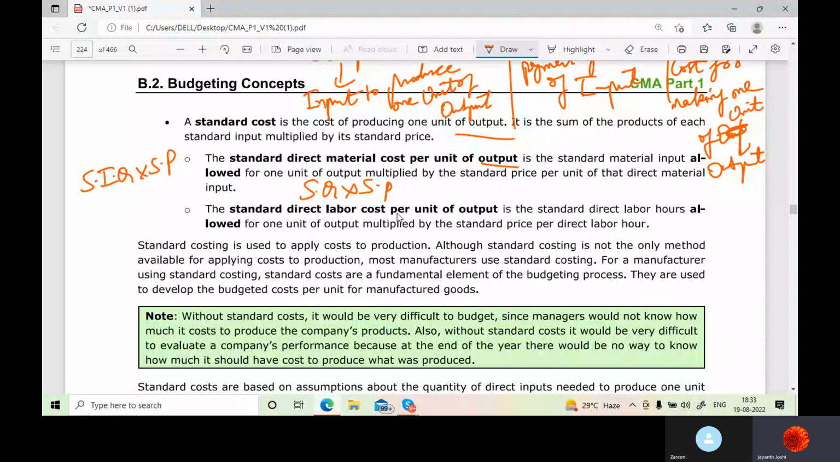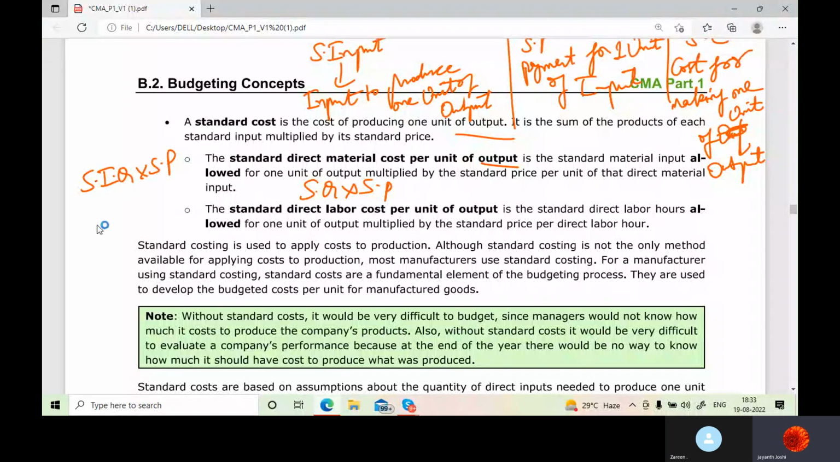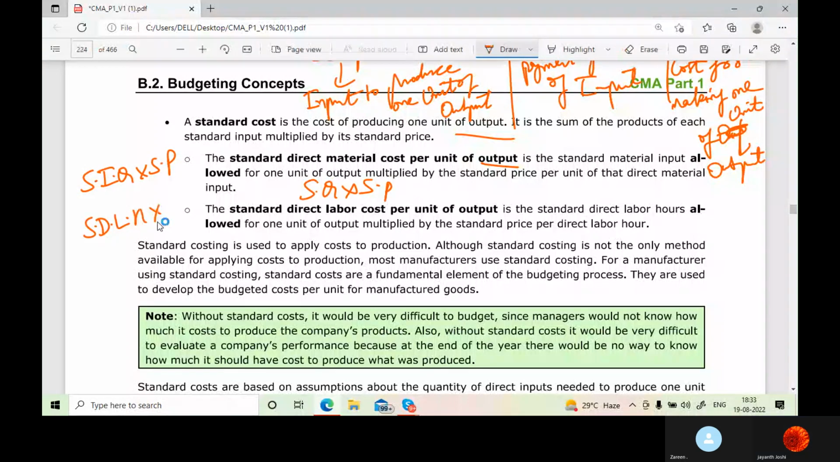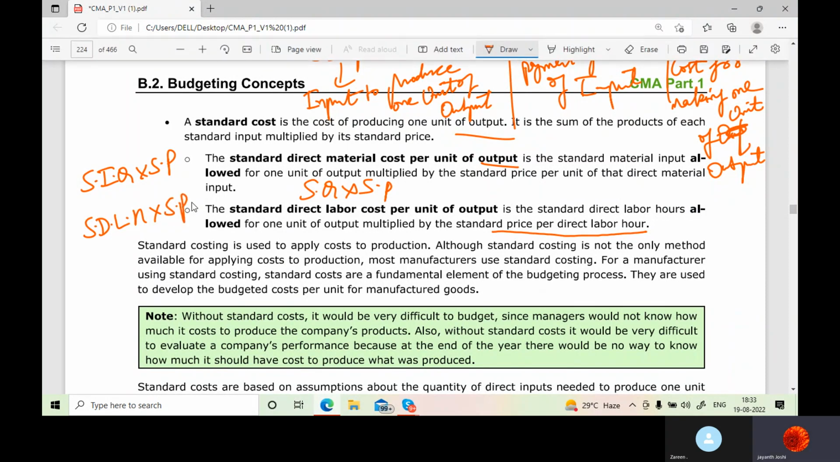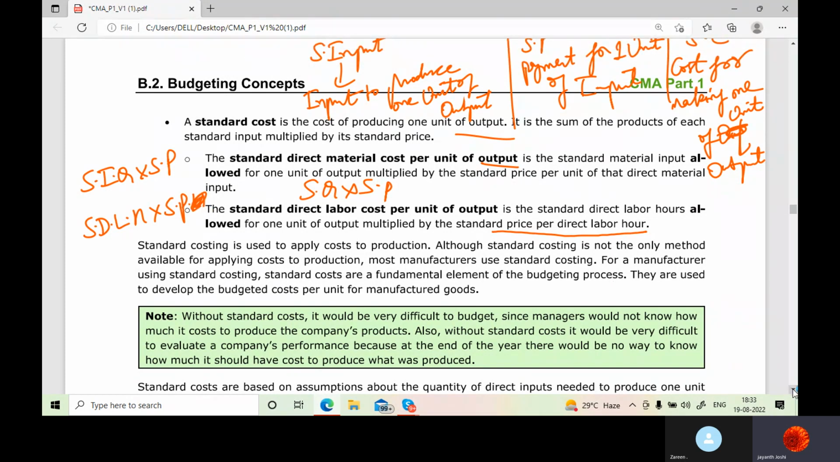Standard direct labor cost per unit of output is nothing but the standard direct labor hours, how many hours are allowed. So standard direct labor hours allowed for 1 unit of output multiplied by standard price per direct labor hour. So standard direct labor hours into standard price per labor hour. Standard price, you can just take like that. Okay?